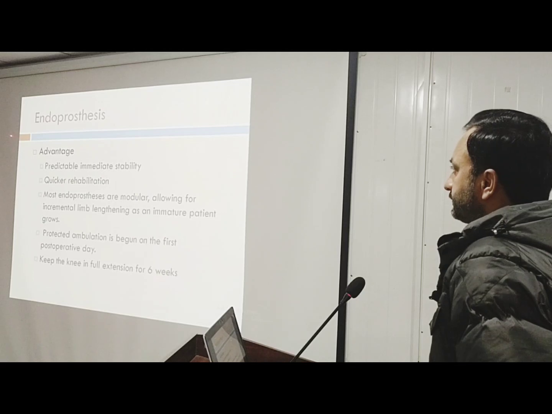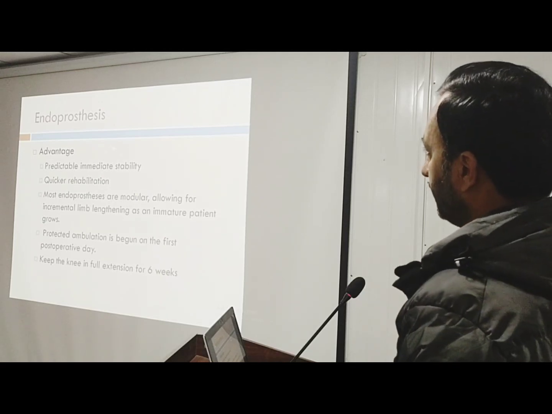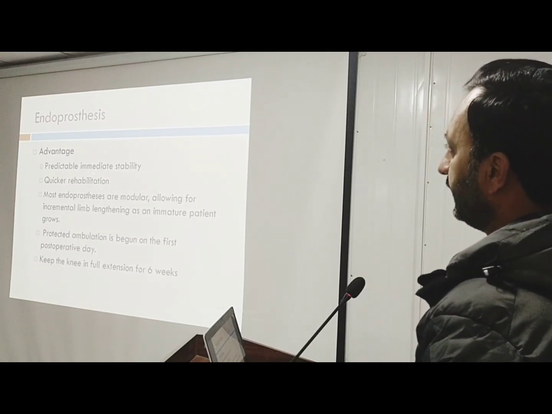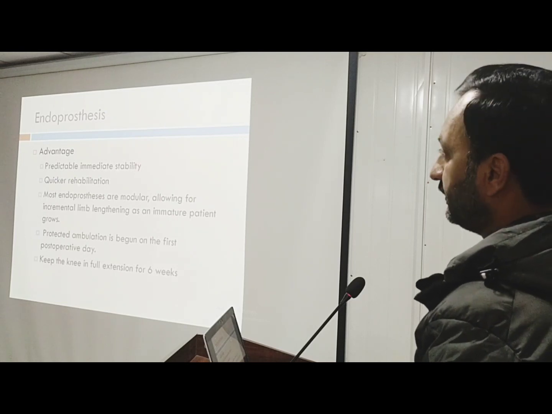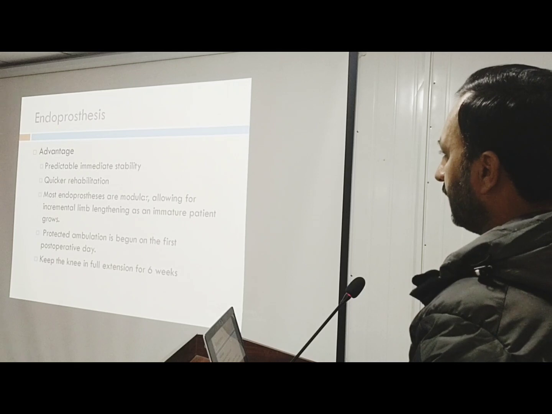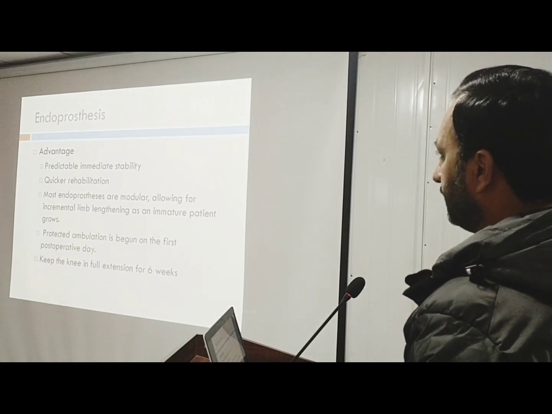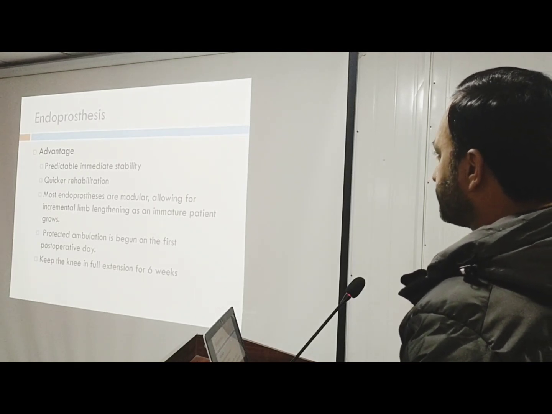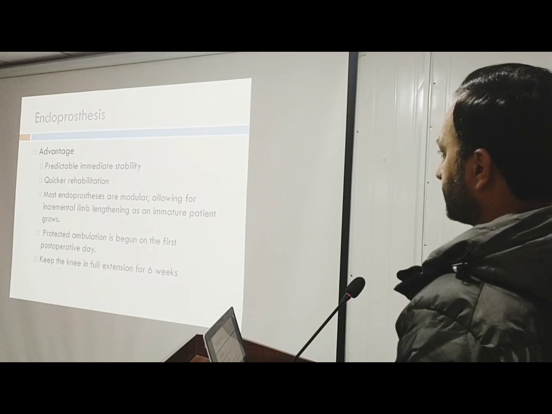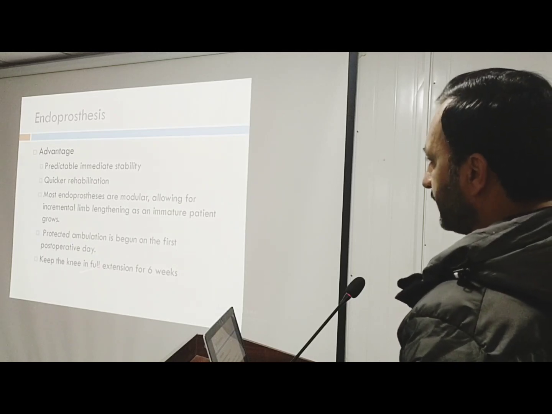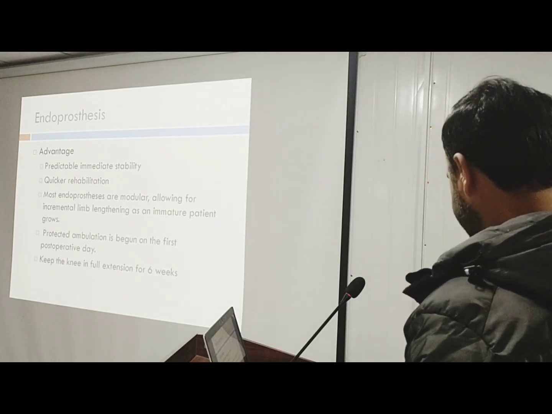Endoprosthesis, compared to amputation, offers immediate stability and quicker rehab. These are modular, allowing for limb length adjustments, and protected ambulation is begun on the first post-operative day. Keep the knee in full extension for 6 weeks.